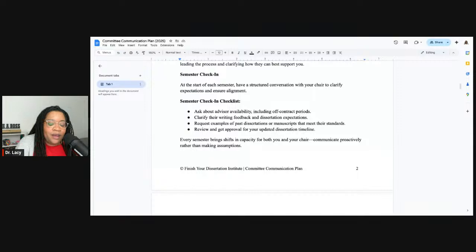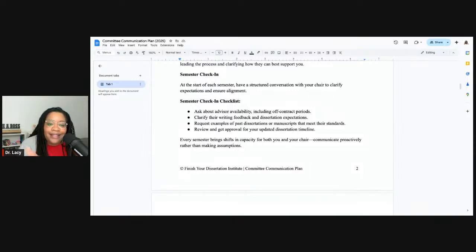Okay, y'all. If you haven't done this for the spring semester, let's do this month. I would suggest that every spring and fall semester you do a check-in. I don't care if I have an amazing relationship with my chair. This is about making sure that boundaries stay in place.